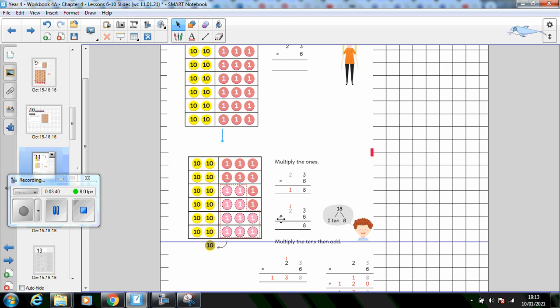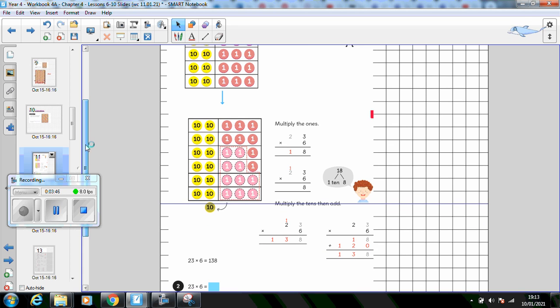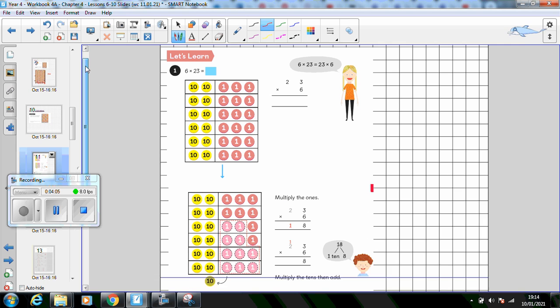6 times 2 tens, 6 times 2 is 12. That's 12 tens, 120. We need to remember to add in that extra 10, which gives us 130. So we've got 138. Now I'm going to write that out in the long method here.